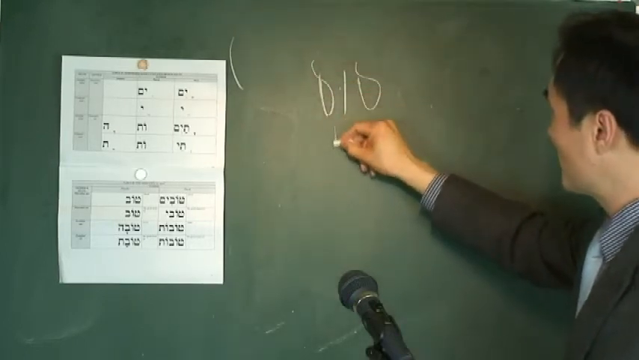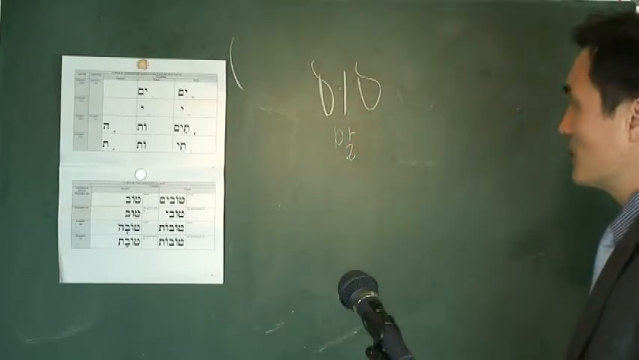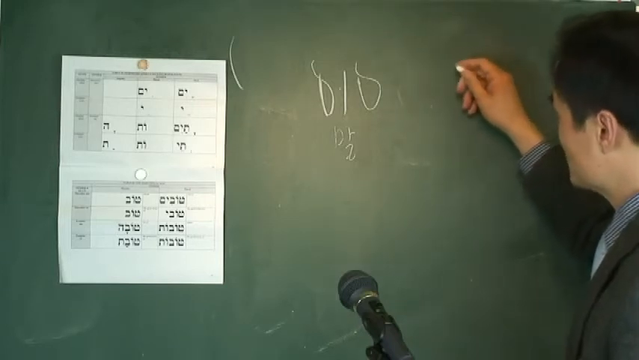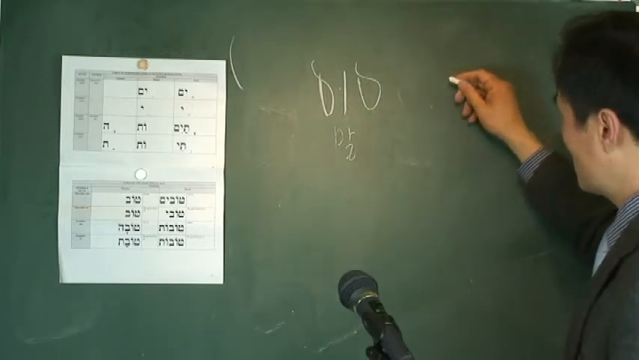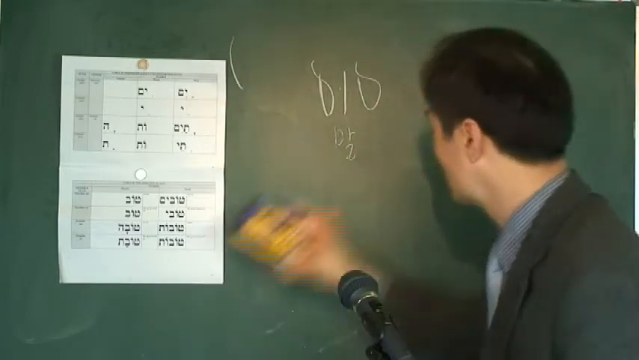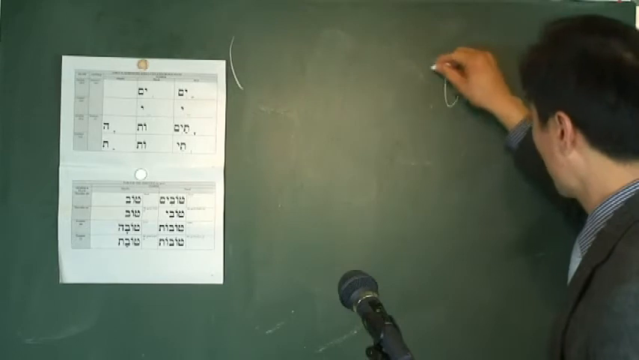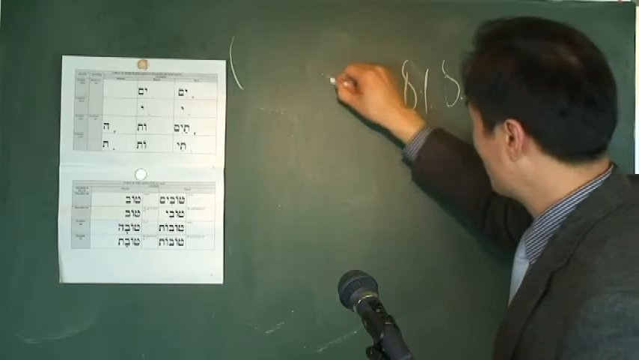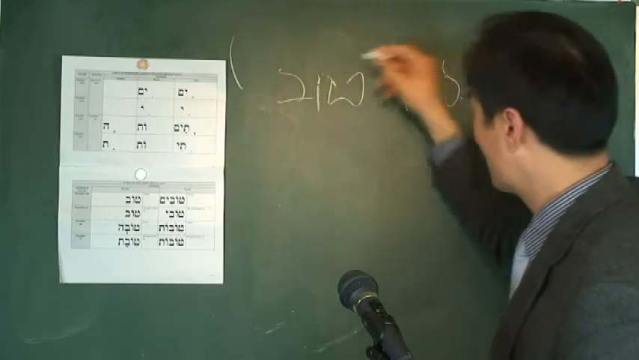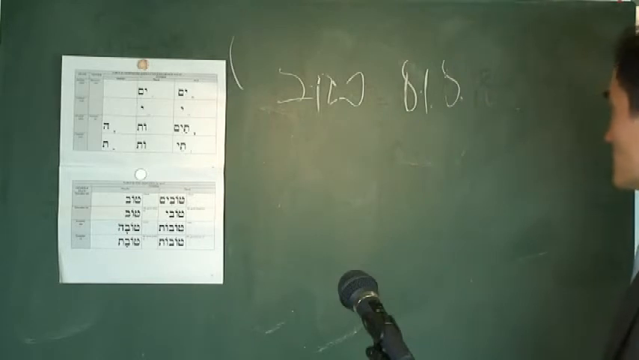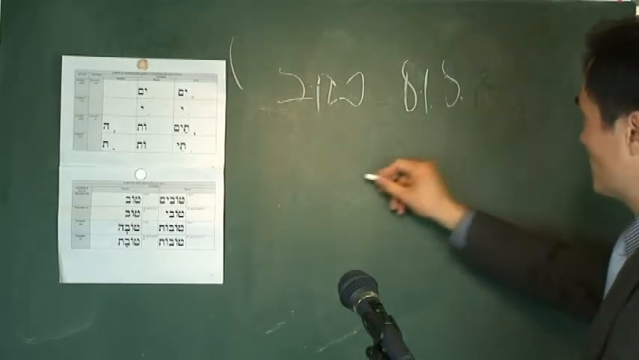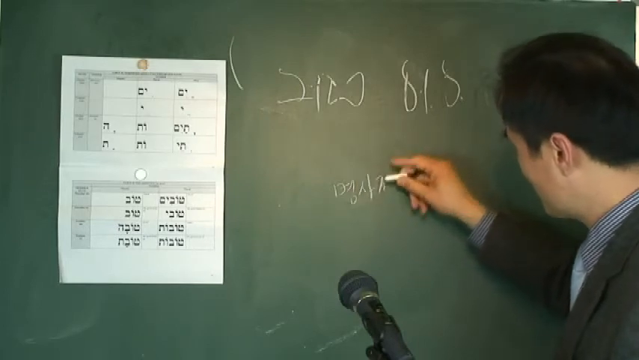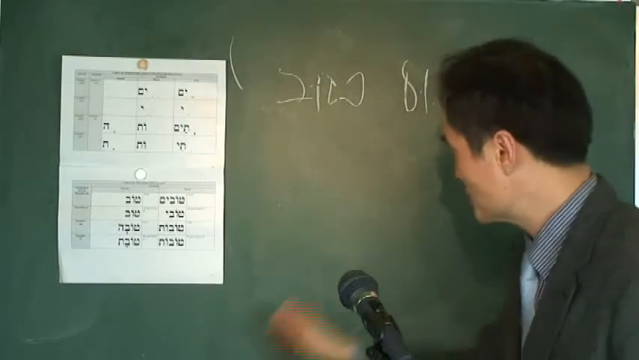Let's look at an example. The word sus, which means horse. There are adjectives that describe this. Adjectives. The adjective tov. Adjectives are used attributively and predicatively.